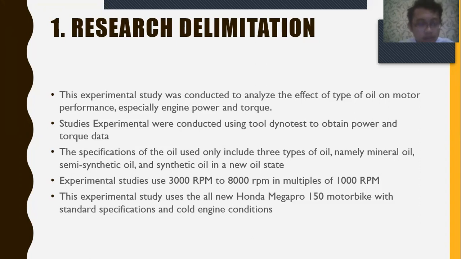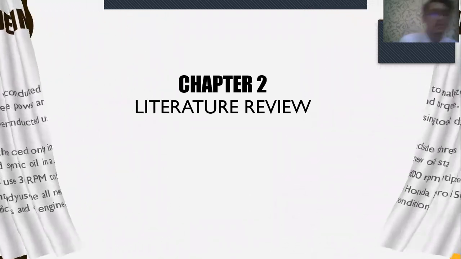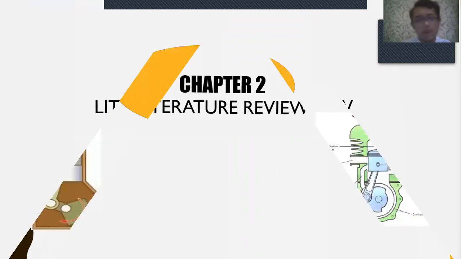For the experimental study, we use 3000 rpm to 8000 rpm in multiples of 1000 rpm. The experimental study used the all-new Honda Mega Pro 150cc motorbike with standard specification and cold engine condition. Next slide, we are going to capture chapter 2. Chapter 2 is literature review.